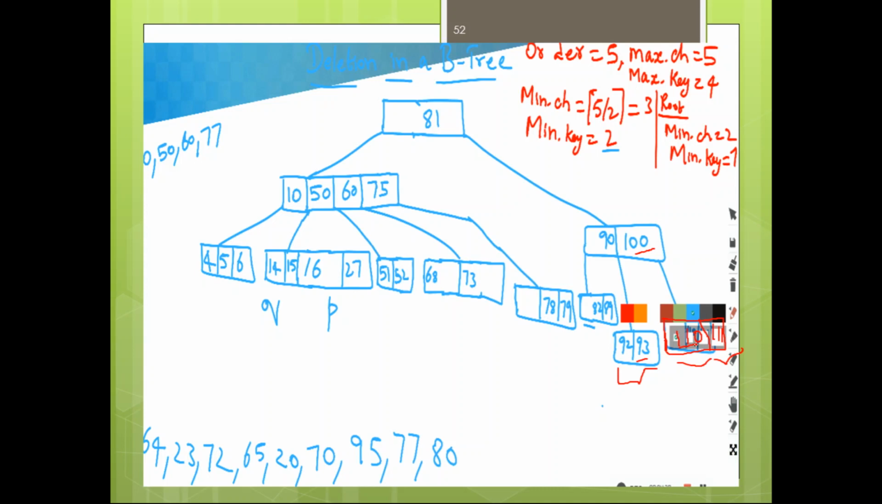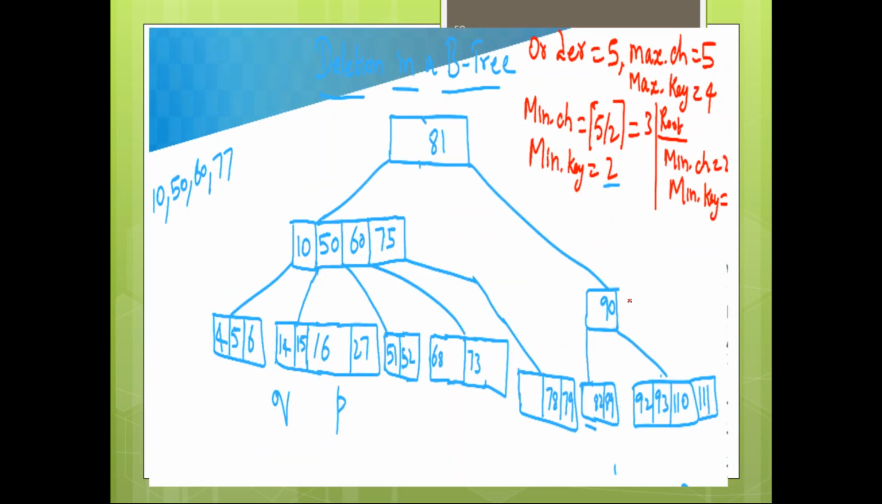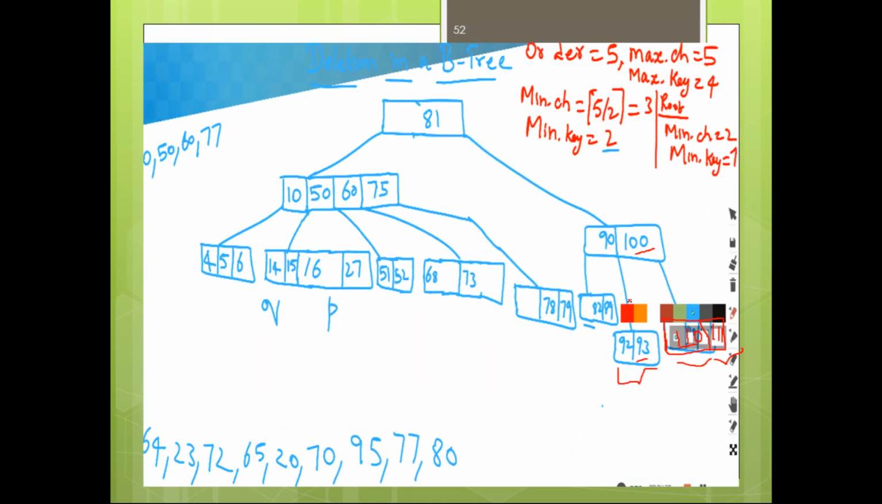But after replacing, what will happen? One of the nodes will become deficient. So let us replace with 110. If you replace this with 110, 110 will come here and 110 is removed here. Now this node has become deficient. To remove the deficiency, it has to borrow from the neighbor. Can it borrow? No, there are not sufficient keys, so it has to merge.